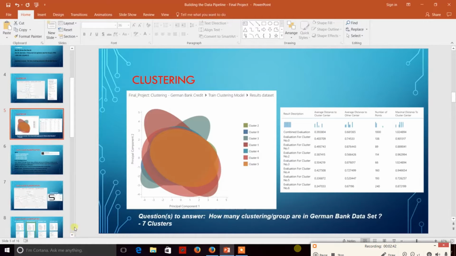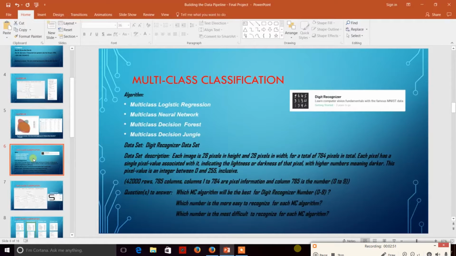Now, using another type of algorithms to predict categories, we use 4 different types of multi-class classification algorithms. The idea was to identify digit recognition coming in a file where we have 42,000 rows and 785 columns, and they represent pixels. Each row represents the pixels of a picture, and we need to identify a number from 0 to 9.